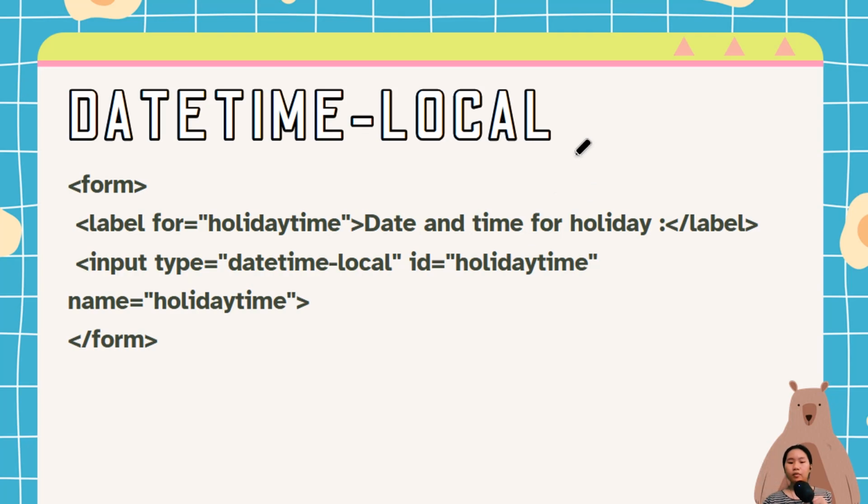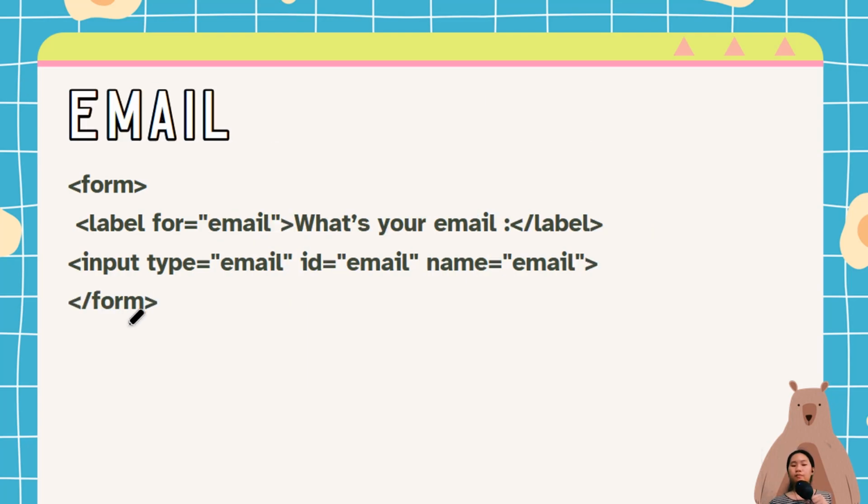Datetime-local, okay? Datetime-local. Let's say I want to have holiday time for my input field. So I have a label for holiday time, and then I have date and time for holiday, obviously. Input type datetime-local, ID, and name. The same set of attributes that you've seen before. So let's move on to the last part, which is email.